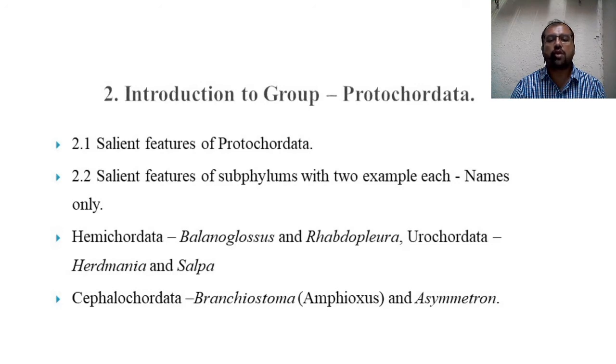Number first is Hemichordata, which includes Balanoglossus and Rhabdopleura. The second subphylum is Urochordata, which includes Herdmania and Salpa. And the next, the last subphylum of the group Protochordata, is Cephalochordata, and the examples are Branchiostoma or Amphioxus and Asymmetron. So these are the different subtopics of the second topic, Introduction to Group Protochordata.